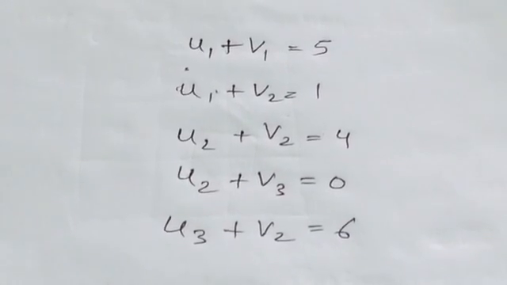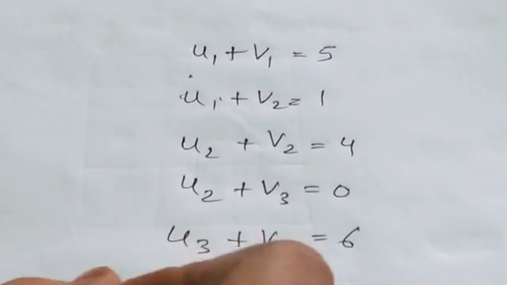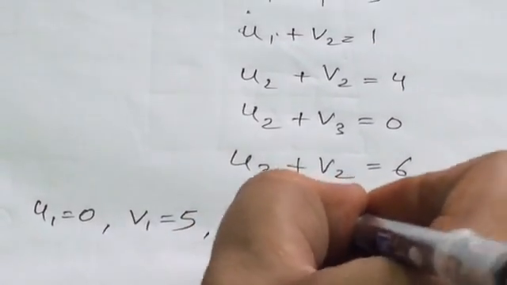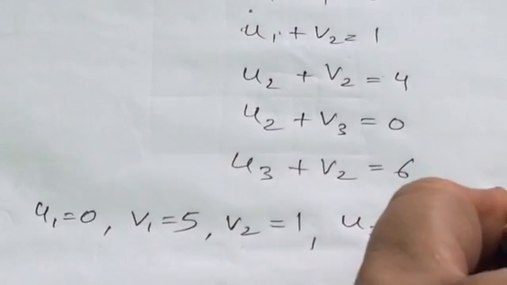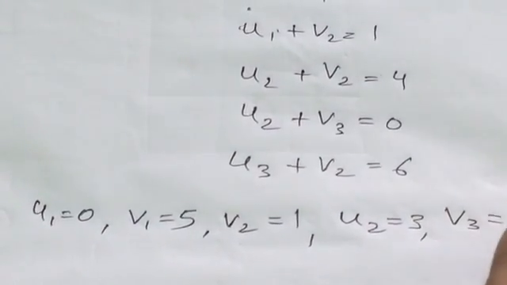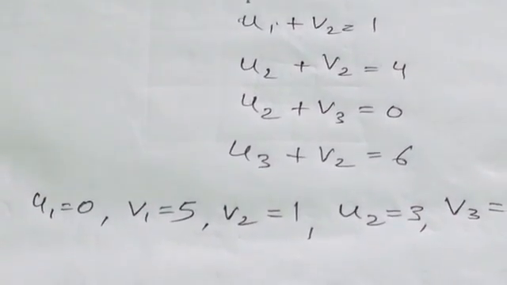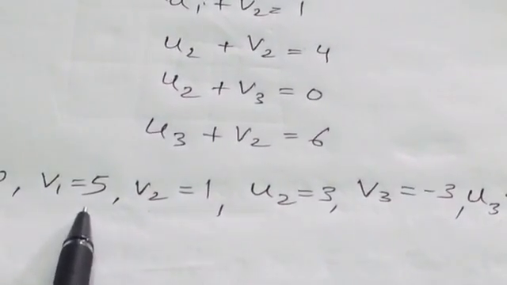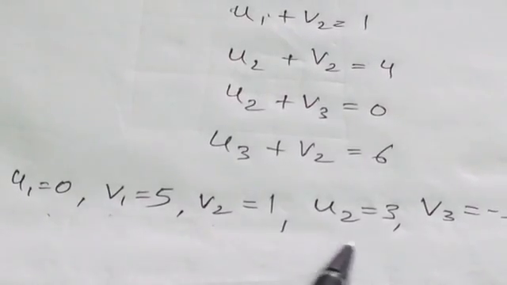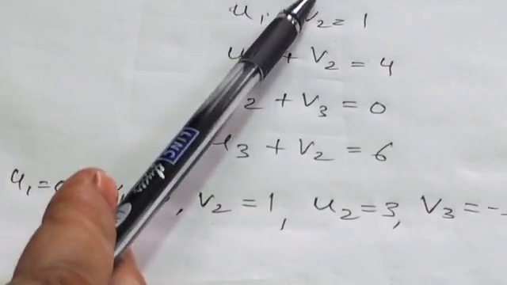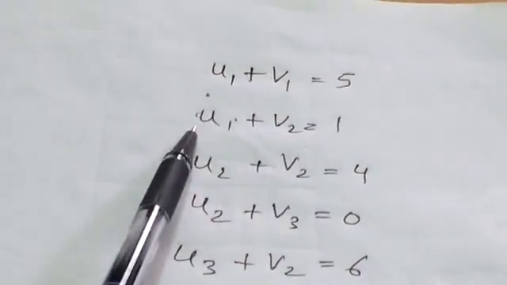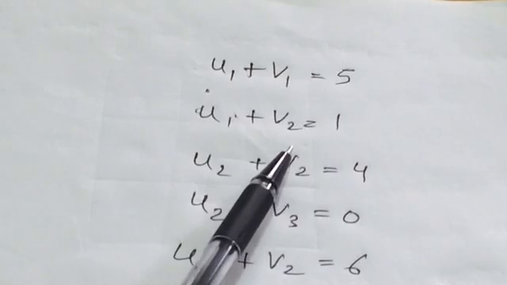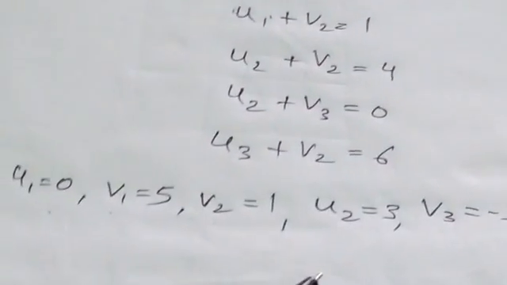Now assume u1 is equal to 0, then v1 is equal to 5, then v2 is equal to 1, then u2 is equal to 3, and v3 is equal to minus 3, and u3 is equal to 5. See, we are assuming u1 is equal to 0, and through this we are calculating all other values. What is this? First row and first column, u1 v1 is 5, u1 v2 is equal to 1. This we are calculating opportunity cost for the occupied cells. Okay, and using this we have calculated our u and v.